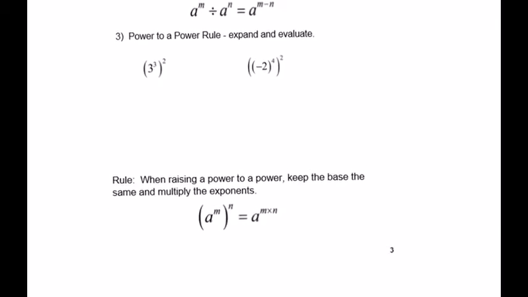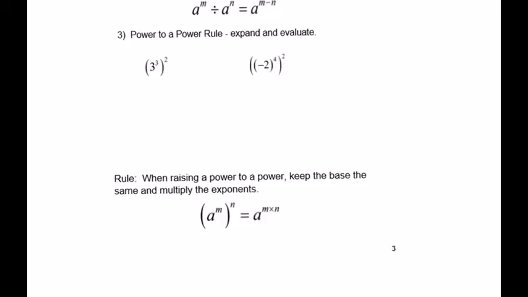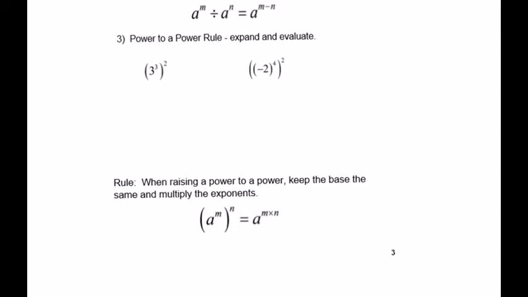When we take a look at the power of a power rule, let's take a look at 3 cubed all squared. So 3 cubed. So let's write this as what we know. We know that when we were doing our math from before, anything squared meant we basically repeated it. So now we've just repeated it twice. So now we know that 3 cubed is the same as this.